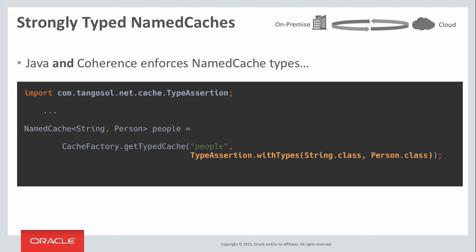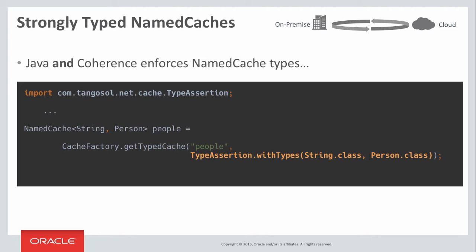So in this case, we say I want to get a type cache called people, and I'm using the type assertion helper here called with types, and I'm saying that I want to make sure this cache has keys as strings and the person class as values. And Java, effectively the compiler, enforces that the named cache, string, person, these things are assignable. If the types in the type assertion aren't assignable, so these things don't match over here, then you'll get a compile error. If these don't match in your cache configuration, which we'll talk about in a second, then you can get a runtime exception.